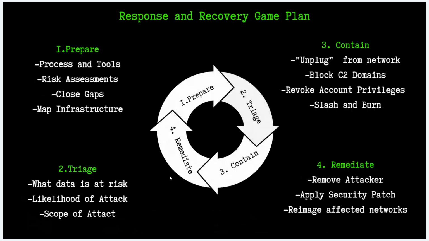So there's a response and recovery game plan too. Again, if you want to put this in your general business continuity plan, or if you want to have this in your separate cyber policy, I think that's fine. But essentially, the first step is preparing, right? Doing your process and tools, your risk assessment, closing the gaps and mapping infrastructure. That's all stuff that we just talked about. So make sure you're doing that prep work and understanding what that actual network looks like for you and what we're actually defending. It's extremely hard to defend something that you don't know what it looks like. And then there's, of course, the triage. What data is at risk? What's the likelihood of an attack?